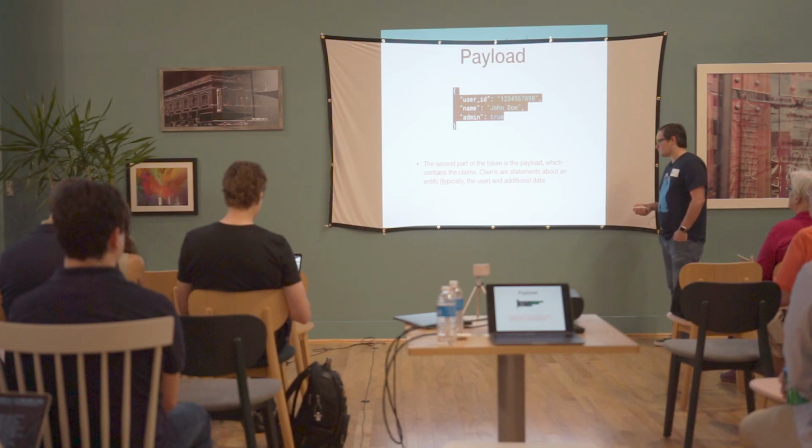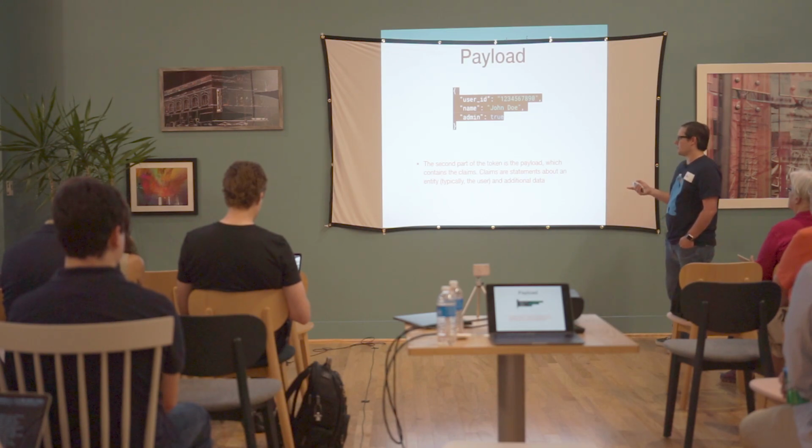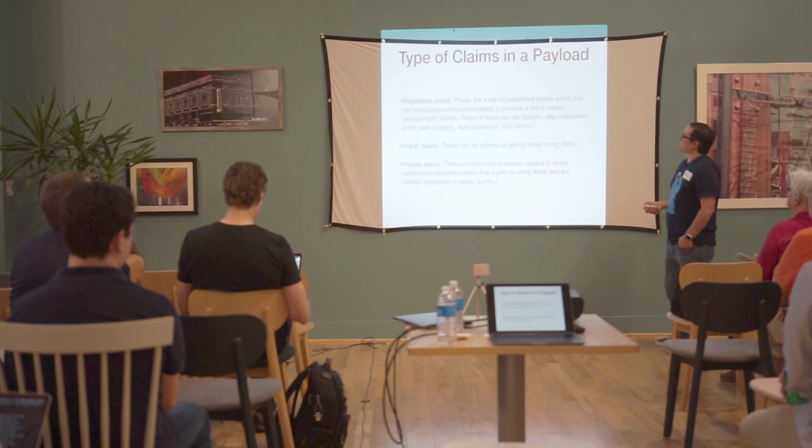And then let's see, what did I write about that? Claims or statements about the entity, typically the user, and additional data. So again, whatever you want. We have three types of claims that are in the payload. Registered claims. These are things like the issuer, the expiration time, subject, and audience.